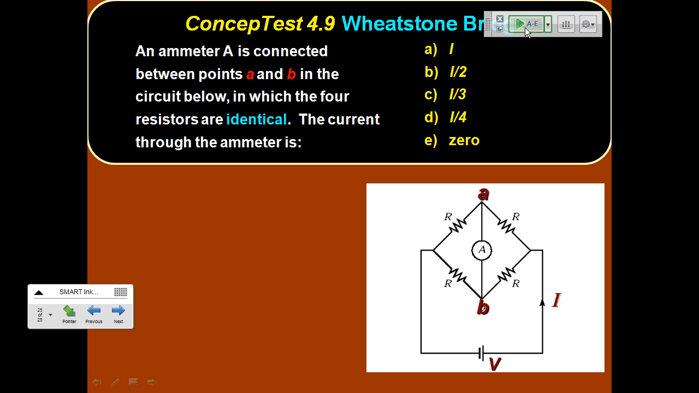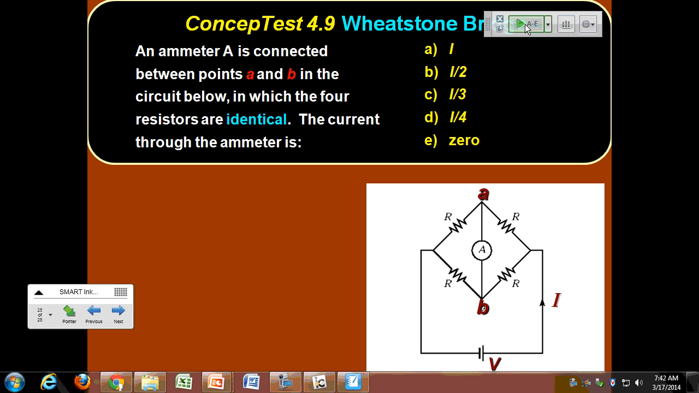An ammeter is connected between points A and B, where the 4 resistors are identical. And what's the current through the ammeter? 4 identical resistors, what's the current through the ammeter? Y'all should have had this in lab too, actually. What is this called? Y'all know? This is a Wheatstone bridge.